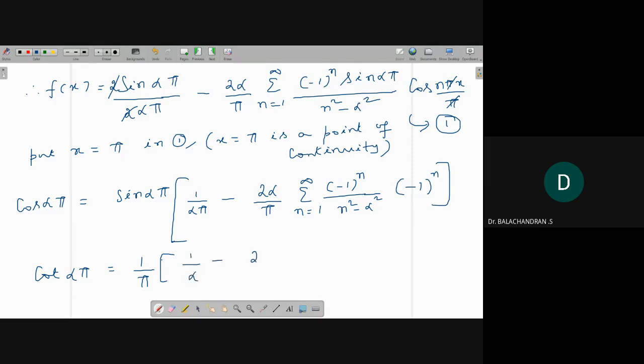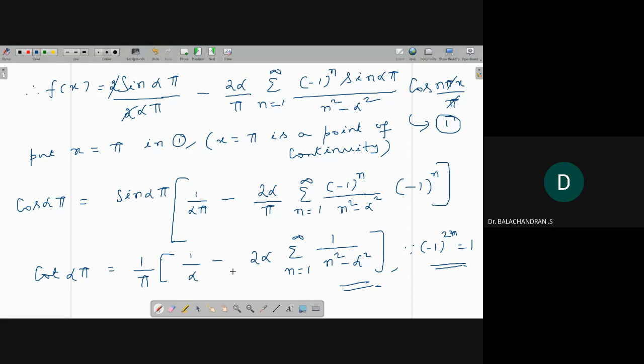minus 2 alpha into summation n equal to 1 to infinity. Minus 1 whole power n into minus 1 whole power n is minus 1 whole power 2n. Minus 1 whole power 2n is 1. Okay, 1 by n square minus alpha square. Since minus 1 whole power 2n equal to 1. So I think you can check it. We need to prove this result. Please verify. This is the result I need to prove.